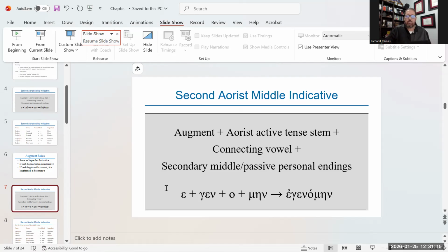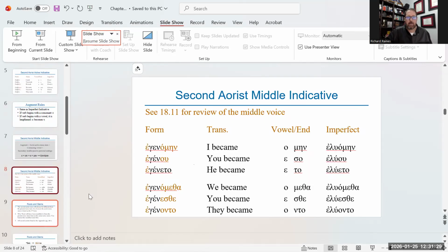So to form the second aorist middle, again, you got an augment. Those same augment rules apply. You're going to have the aorist active tense stem, the connecting vowel, and then the personal endings. And so let's take a look at that paradigm. And I put in the notes here for the slide: before you jump into second aorist middle indicative, do me a favor, go to chapter 18, section 18.11 for a review of the middle voice. That's kind of what I just tried to do poorly.